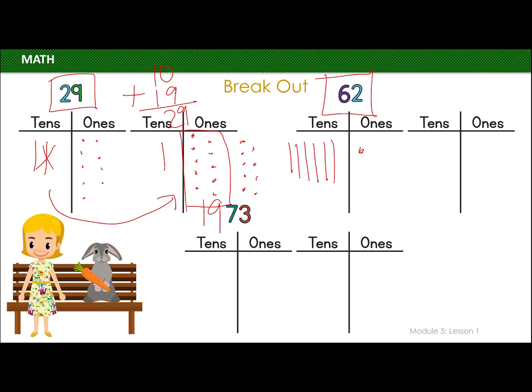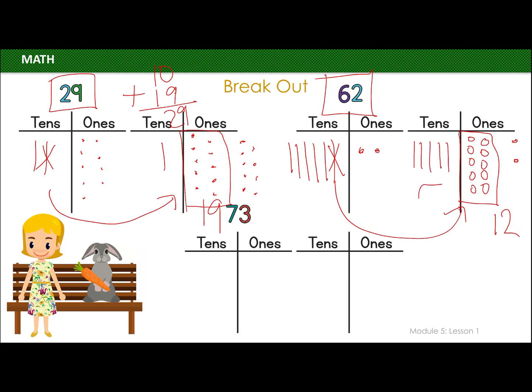Now we're going to move on to 62. I have 6 10 sticks and 2 ones. I'm going to take away one of those 10 sticks, regroup it into 10 ones. There's that 10 stick regrouped into 10 ones, and I still have 2 from before. 10 plus 2 gives me 12 ones. I had to take away one of my 10 sticks, so I'm left with 5, or 50. 5 10 sticks equals 50 plus those 12 ones gives me 62.